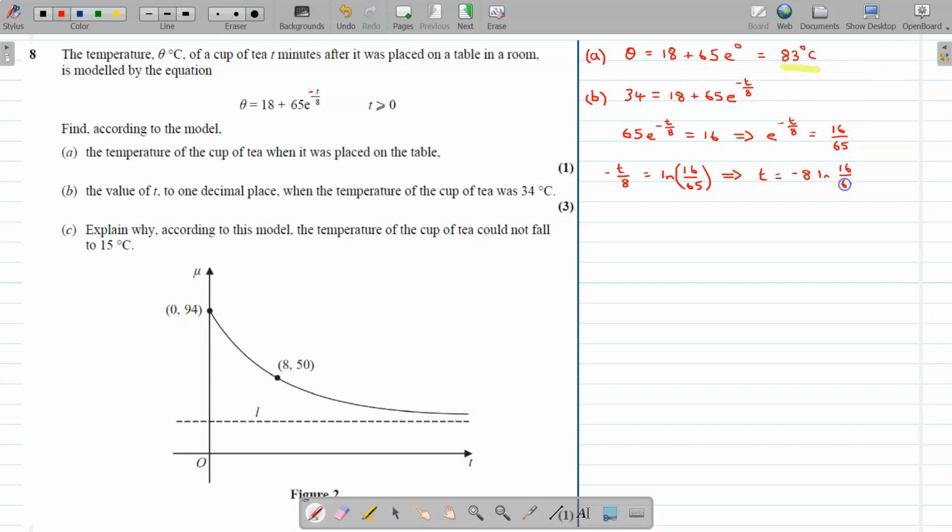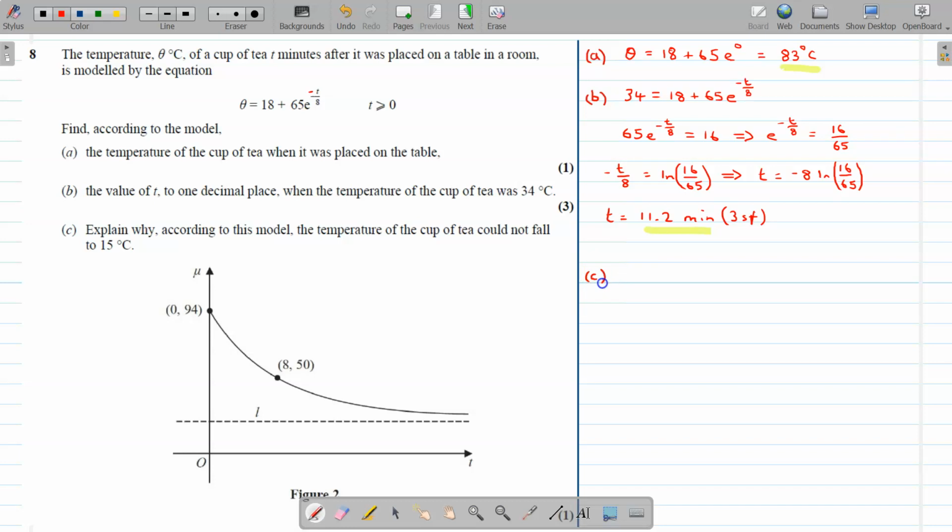Now you don't need to do any more with that because you need to evaluate that on the calculator. Just put it in as it is, and that will give you that t equals 11.2 minutes to 3 significant figures, which is a suitable degree of accuracy for a question like this. Okay, 11.2 minutes there.